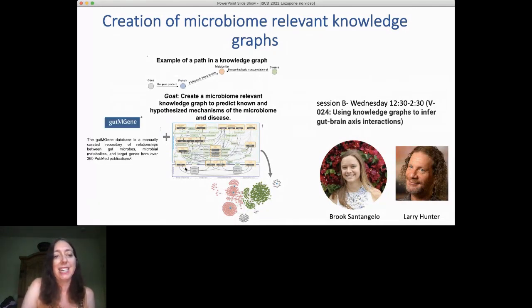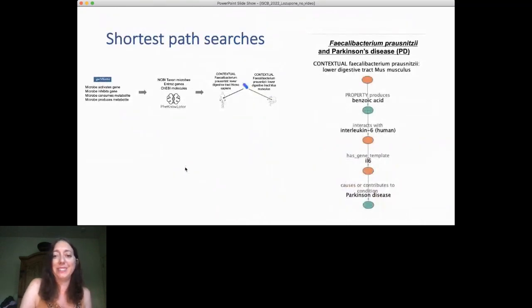And so she started by adding from a publicly available database, Gut and Gene. It's a manually curated repository of relationships between gut microbes, microbial metabolites, and target genes from over 360 PubMed publications. You can visit Brooke's poster to learn more about this, but by working this in, she could do shortest path searches. So for instance, on the right is an example where she was trying to explore a potential mechanism of an association between Faecalibacterium and Parkinson's disease. And the shortest path in her knowledge network suggested that this could be through the product benzoic acid and its influence on the pro-inflammatory cytokine IL-6.